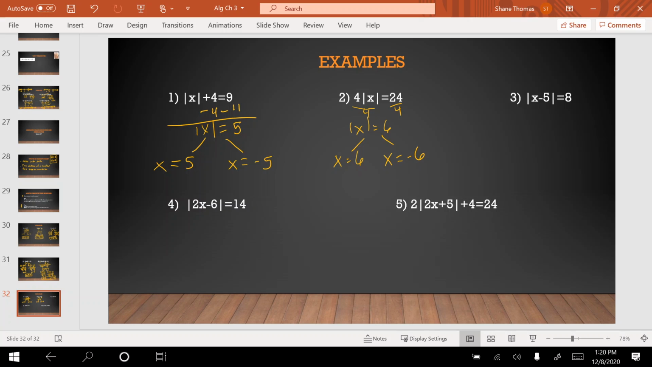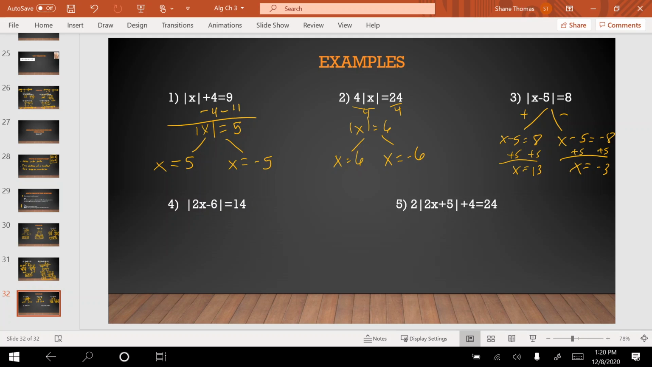Good. Third one. This one we're ready to split right away, aren't we? Because the absolute value is isolated on that left side. So we split it. Plus minus. We have x minus 5 equals 8. X minus 5 equals negative 8. So I add the 5 across. What's 5 plus 8? 13. Over here, add a 5, add a 5. X is going to be? Negative 3. Yep, there we go. Good.